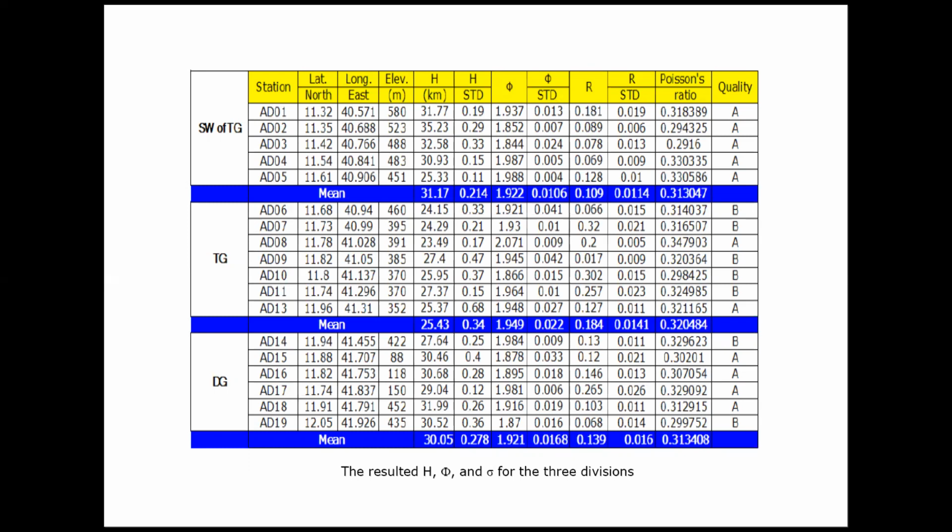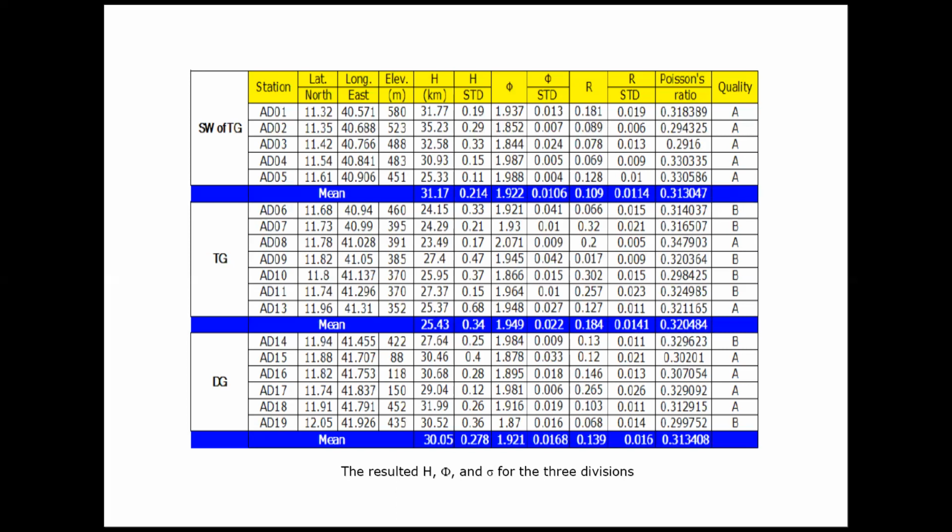0.181, while for the Tindaho Graben stations, the crustal thickness ranges from 23.49 to 27.40 kilometers, the phi values range from 1.921 to 2.071. The R values observed are from 0.017 to 0.302.